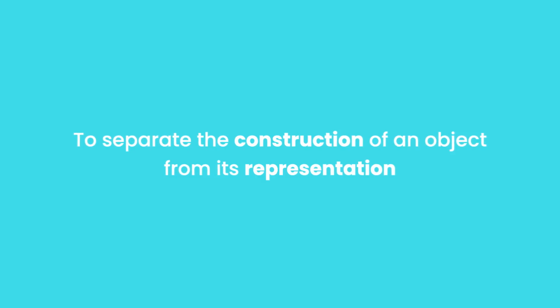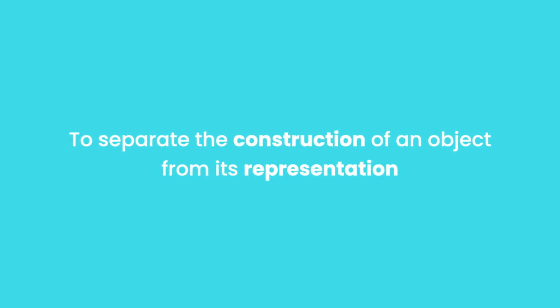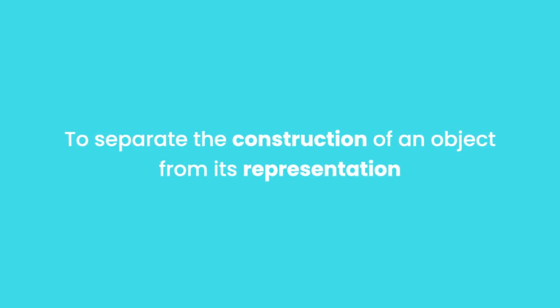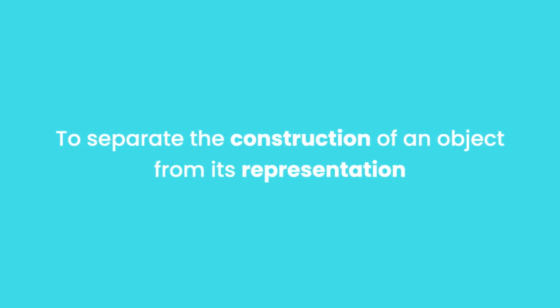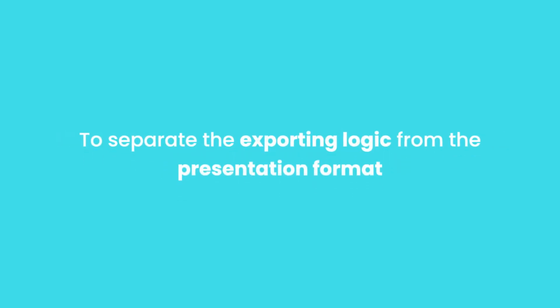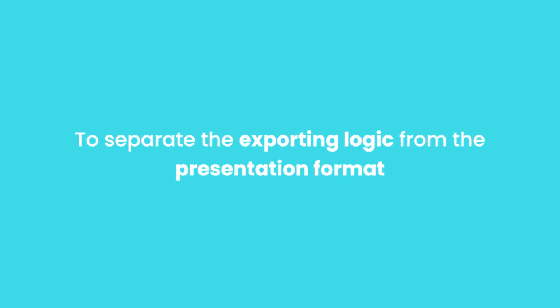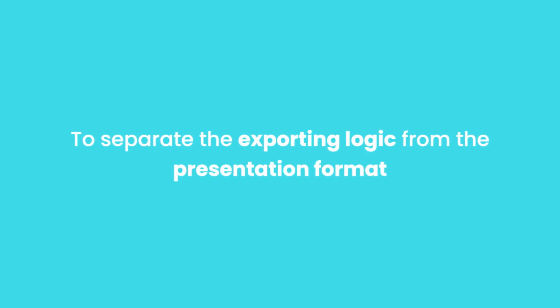All right, let's see how we can solve this problem using the builder pattern. So the intent of the builder pattern is to separate the construction of an object from its representation. In this context, construction is about the exporting logic, the logic for constructing a presentation. Representation, on the other hand, is the target format. So in this context, we want to use the builder pattern to separate the exporting logic from the presentation format, because the same exporting logic applies to different presentation formats, right?